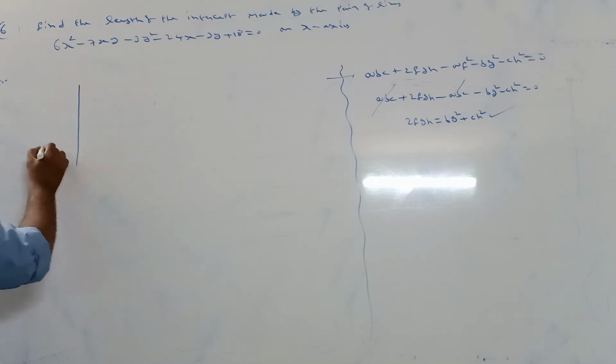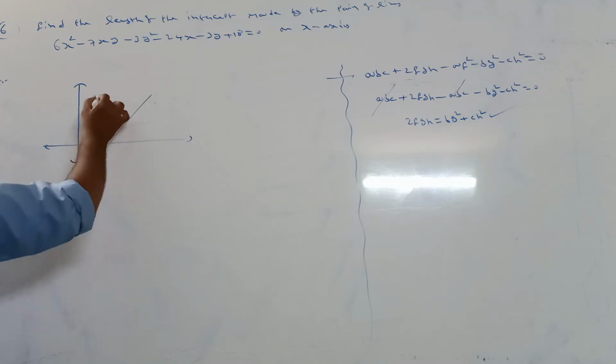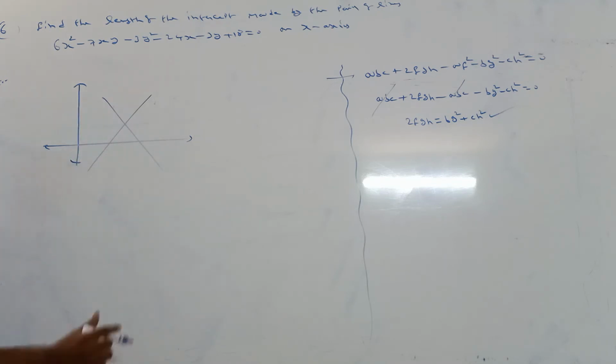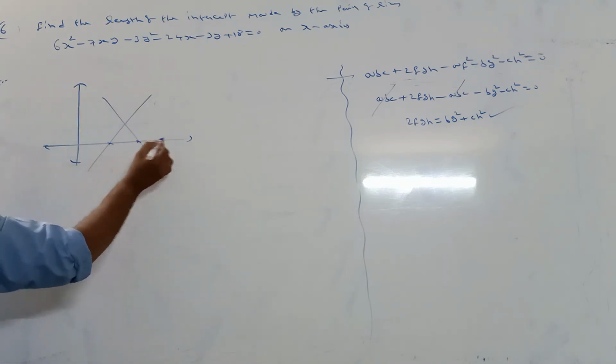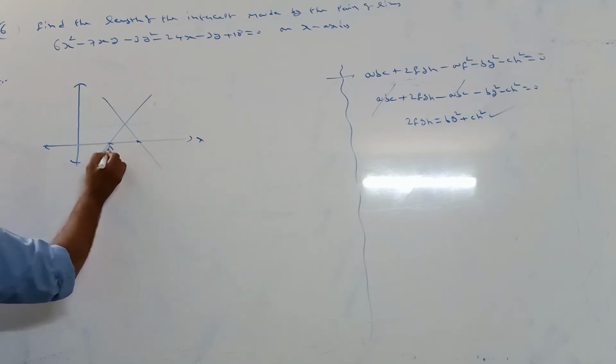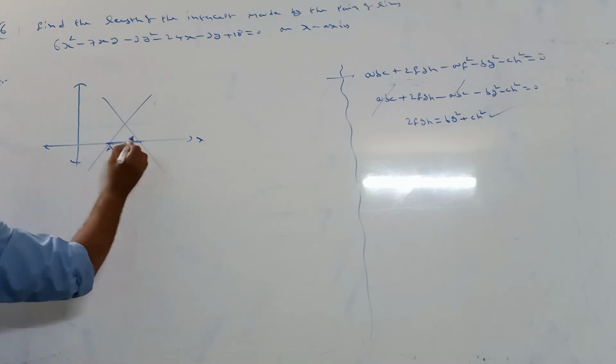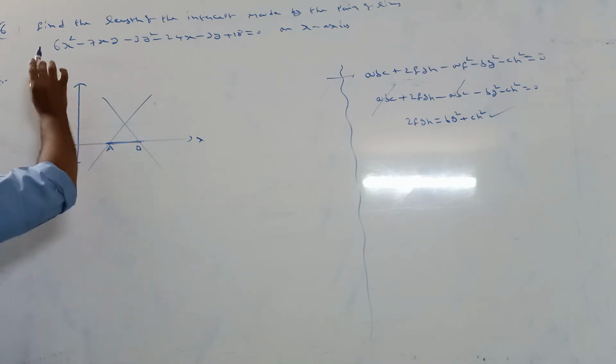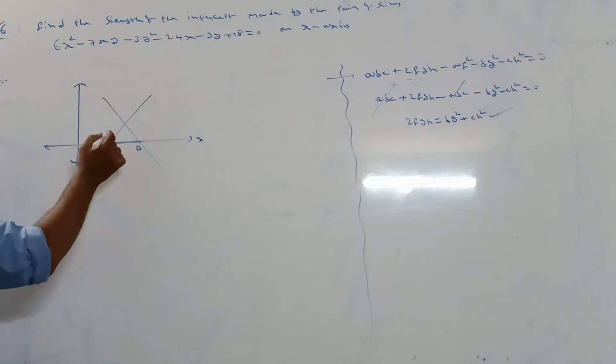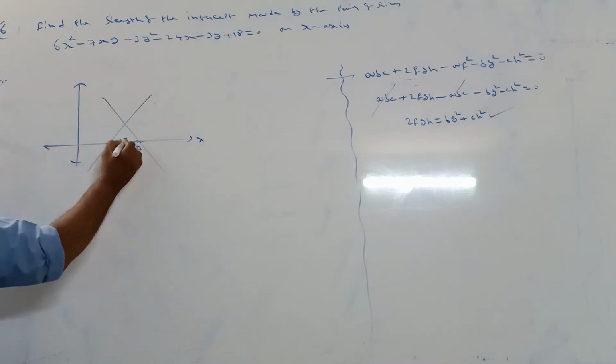That means there are two lines, and they intersect the x-axis. Suppose the first intersection point is A and the second intersection point is B. They are asking for this length AB, the length of the intercept made by the pair of lines on the x-axis.